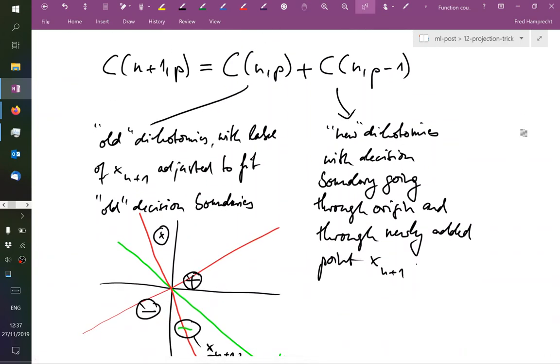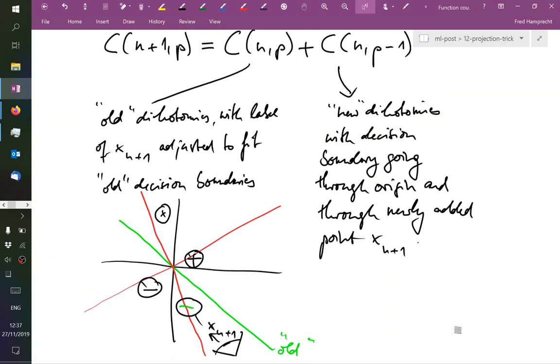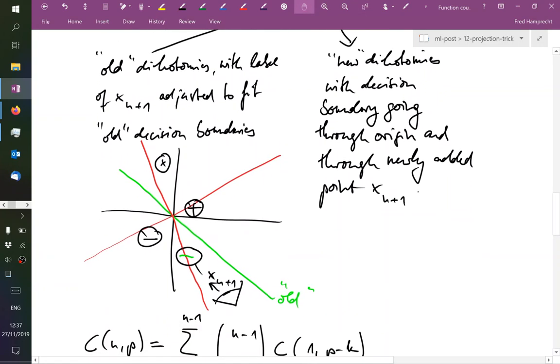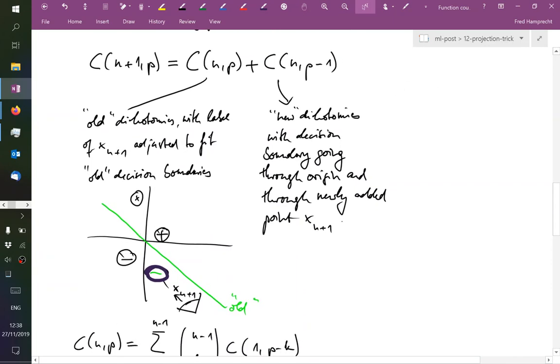So the old dichotomies are those where we just used the old decision boundaries that were used to find this previous number, C of n and p. And we simply adjust the label on the new observation to match these previously found labels. So here in this example, I had three old points and one new point. For each of the decision boundaries that was previously used to generate the dichotomies, I simply adjust the label. For example, here it lies on the negative side of the decision boundary, so I give it the label minus. So this gives me the old number of homogeneously linearly separable dichotomies.